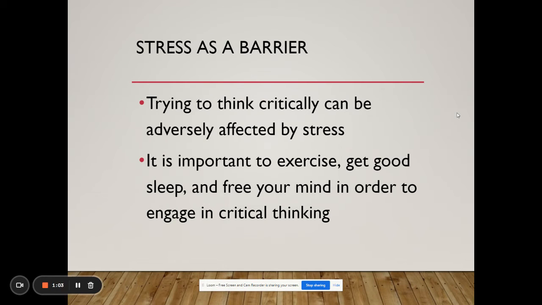Stress can be a barrier to critical thinking. Believe it or not, stressing is one of the worst things you can do for yourself. Not only does it affect your health, it also affects your ability to think properly. It's important to exercise, get good sleep, to free your mind in order to engage in good critical thinking.